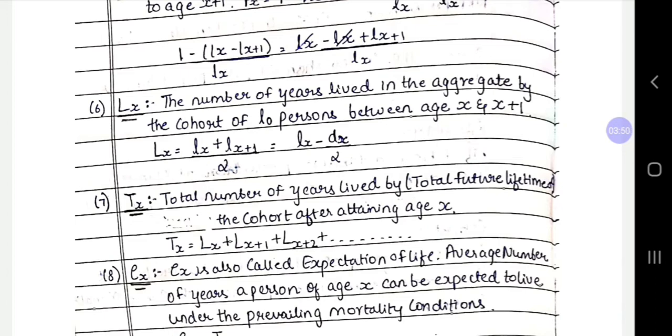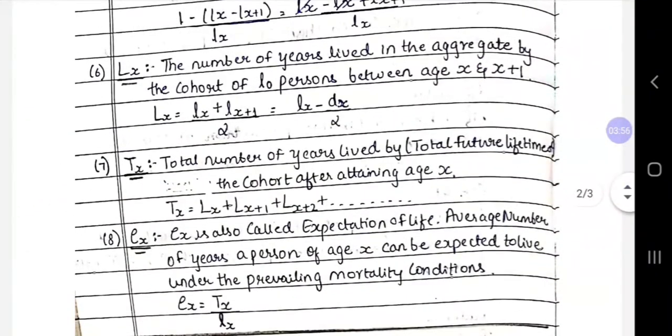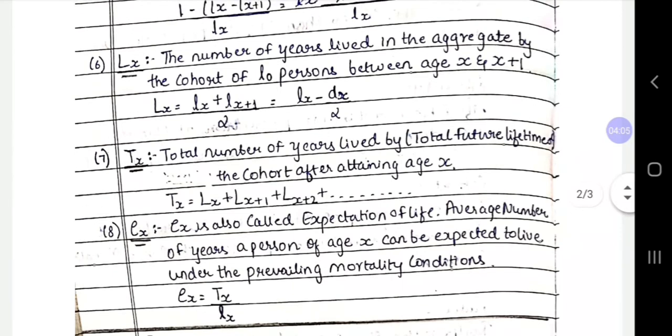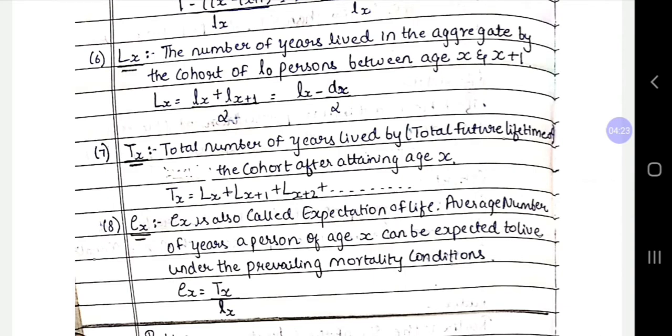Next, capital L of x. Why do I call the earlier one small lx? Because it is small lx. Here capital Lx, I can call it L to the power x or L of x. I'll make it L of x. L of x is the number of years lived, aggregated by the cohort of people between the age x and x plus 1. So L of x is equal to lx plus lx plus 1 divided by 2, where there is an aggregated age for the people in the cohort.